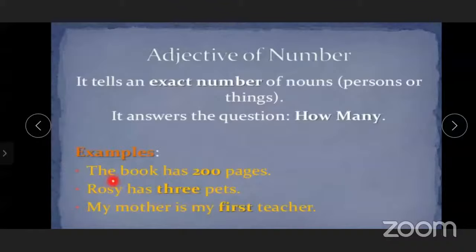Can you do this example? The book has 200 pages. 200 is an example of adjective of number. Yes. Rosie has three pets. Yes. So three is the adjective of number. How many pets? Three pets. Next. My mother is my first teacher. Yes. So first is the adjective of number.